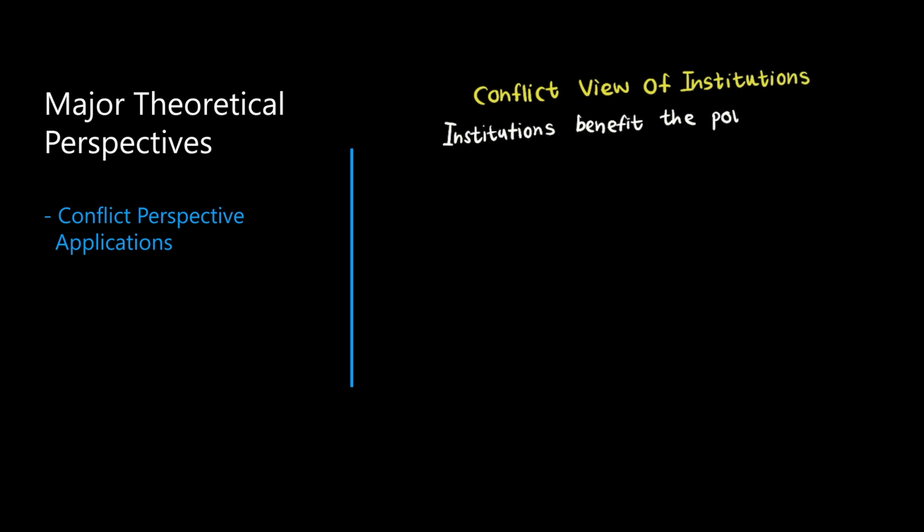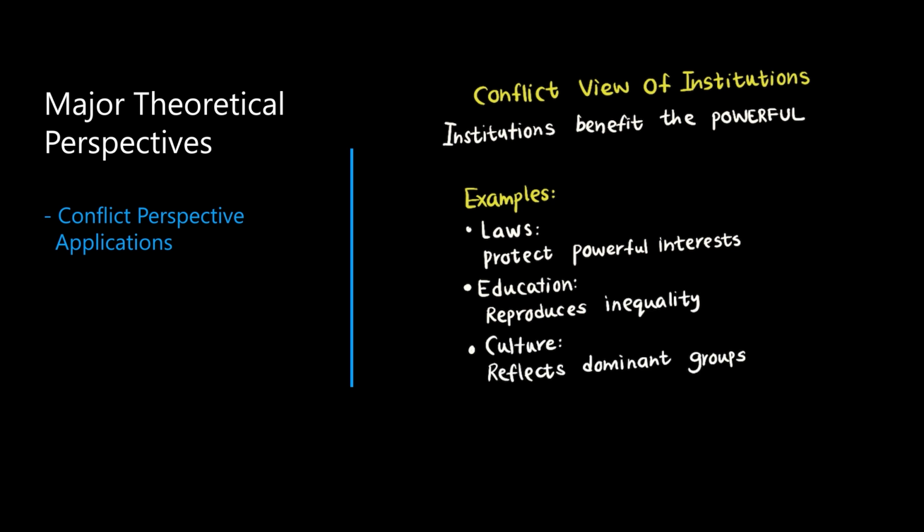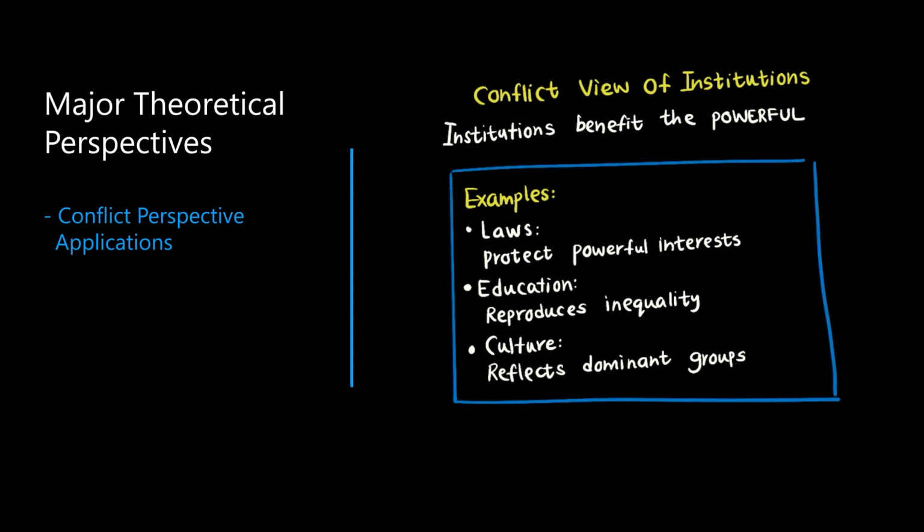From a conflict perspective, social institutions don't exist to benefit everyone equally. Instead, they tend to benefit those with power and wealth at the expense of others. Laws aren't neutral. They often protect the interests of the powerful. Education doesn't just teach skills. It also reproduces class inequality by preparing different students for different positions in the economic hierarchy. Even cultural ideas and values reflect the interests of dominant groups.